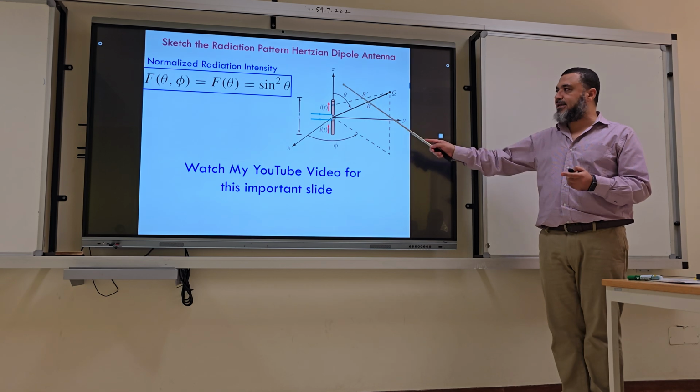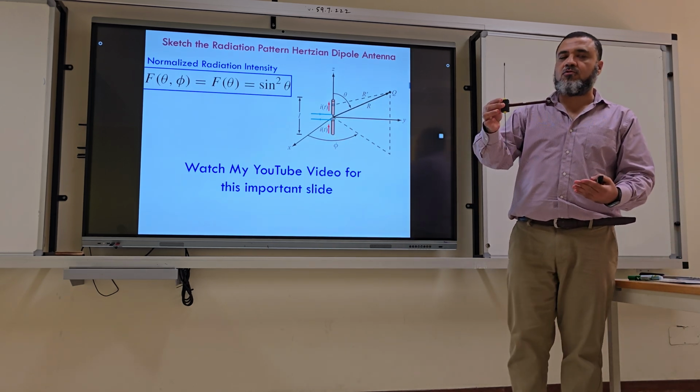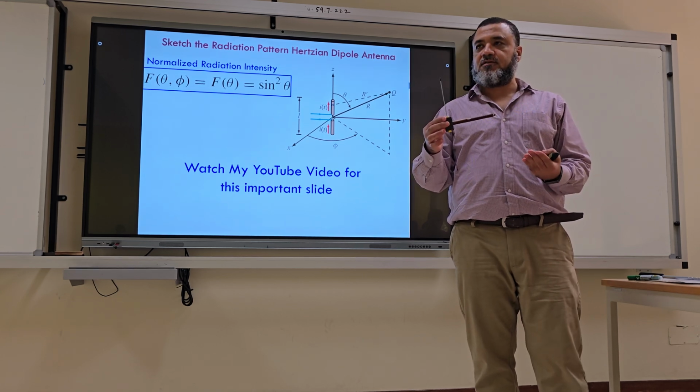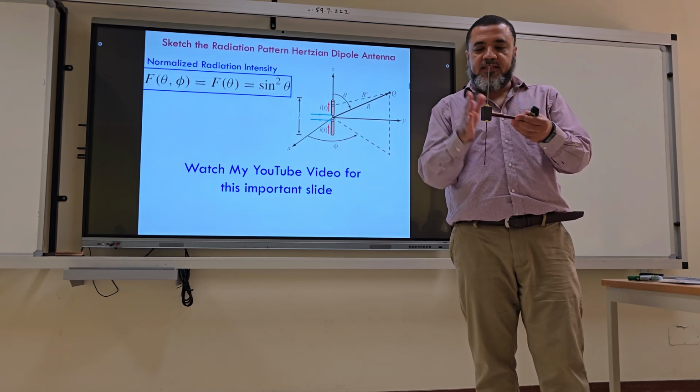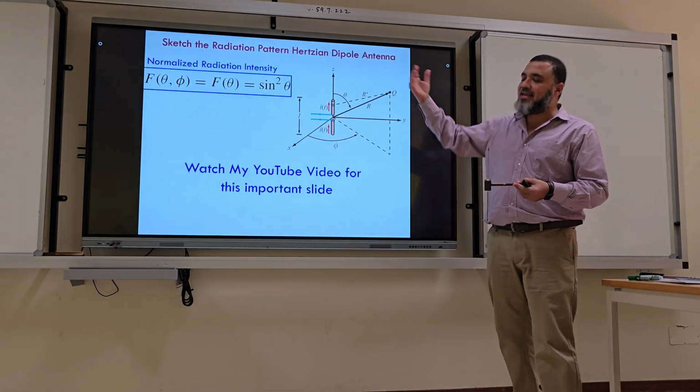Again, when you are designing an antenna, when the customer comes to you asking you to design an antenna, the first question is, what kind of radiation pattern do you need? Should the radiation be maximum or minimum, and in what direction? Based on this information, you will design the antenna.